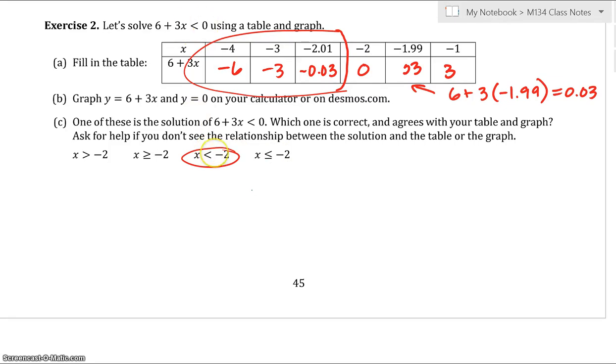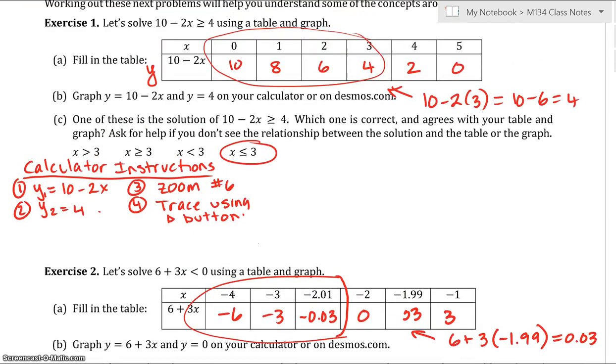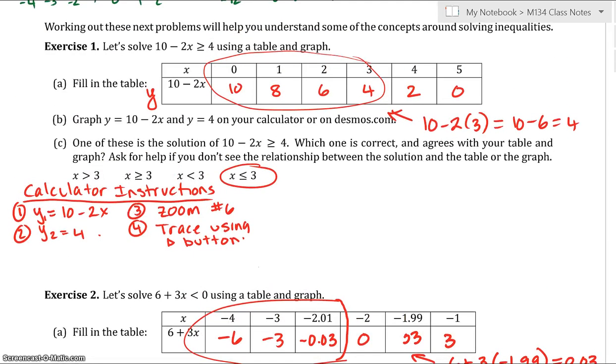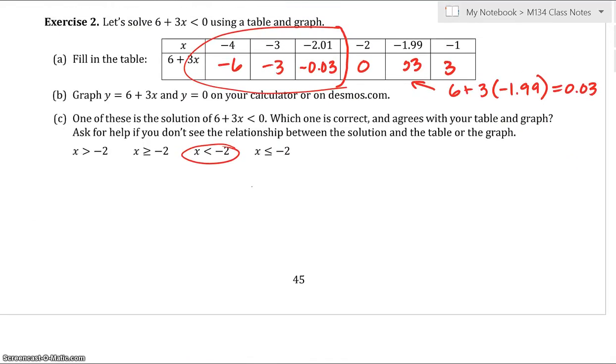Notice how on this one, the inequalities did not change. Sometimes they change and sometimes they don't. We'll see when they do and don't in a minute. But notice this one, it switched, it flipped. This one, it did not. So go ahead and try that on your graph.